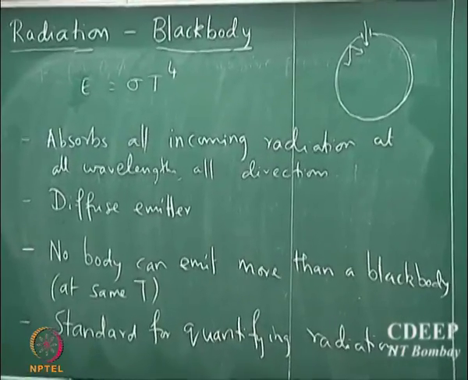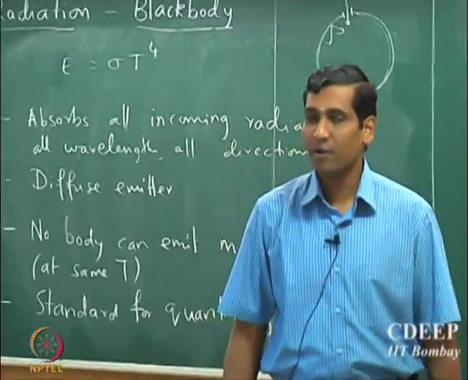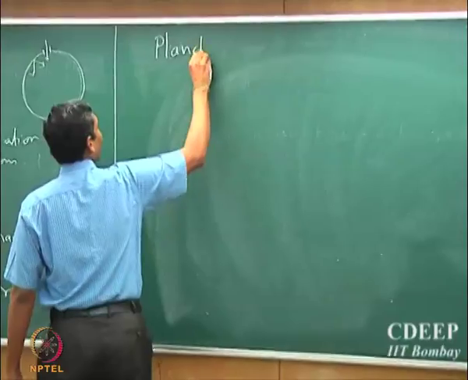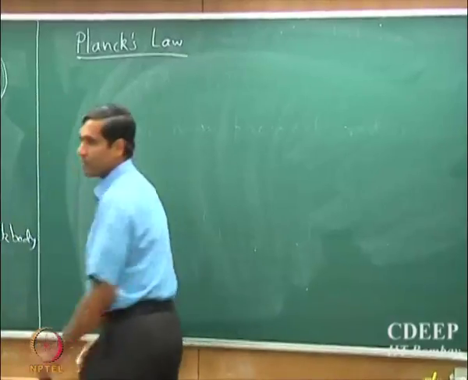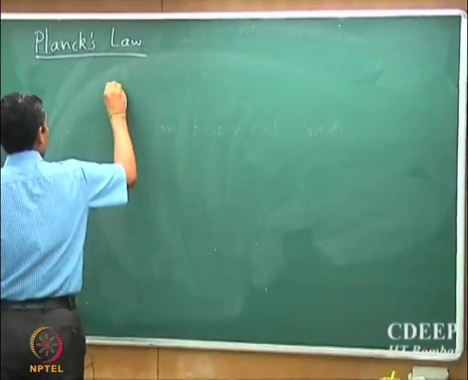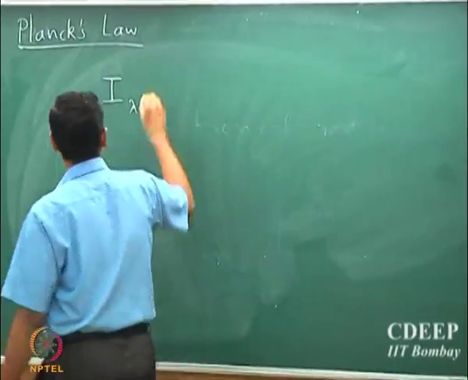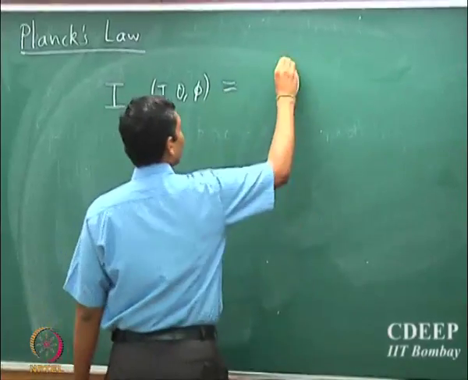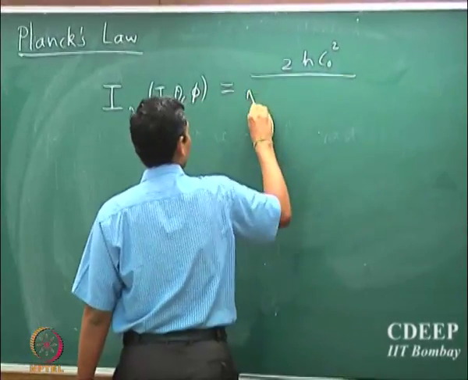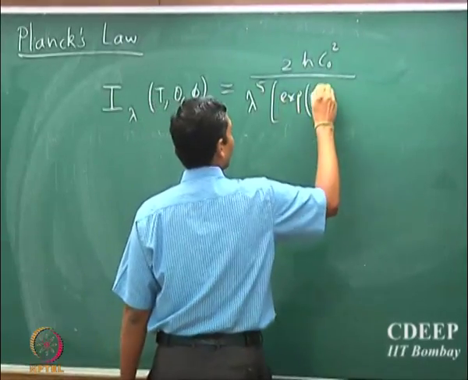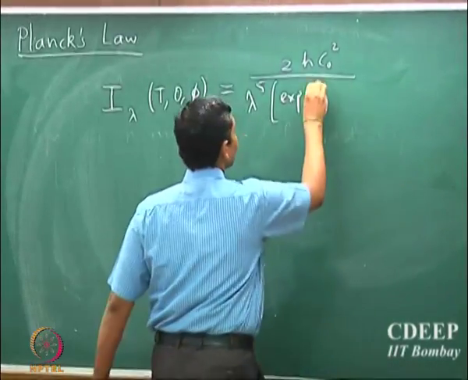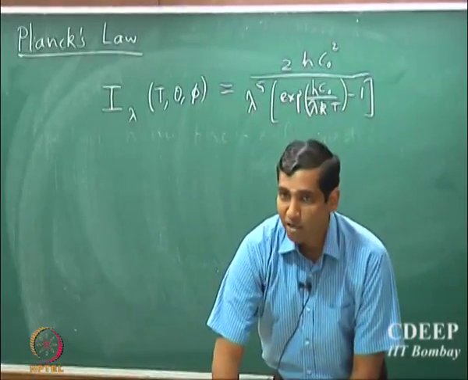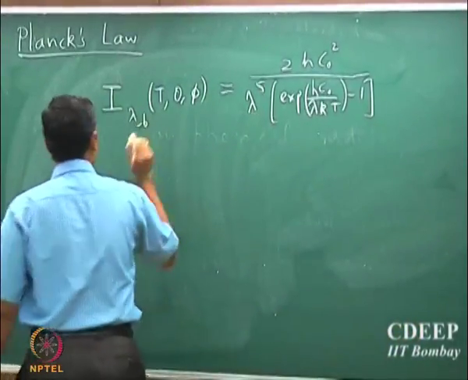Just like in conduction, we said that if we want to quantify the transport process, we need a constitutive law like Fourier's law and Newton's law. The law used for quantifying radiation is called Planck's law. The radiation intensity I, which is obviously not a function of theta and phi, as we are going to see in a short while, is equal to 2 h c naught square by lambda to the power of 5 into exponential of h c naught by lambda k T minus 1. That's the law which relates the intensity of radiation emitted by a black body. I should qualify it with a b, saying it's for black body.